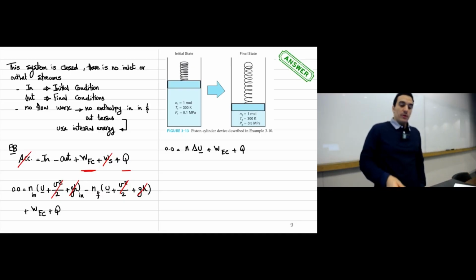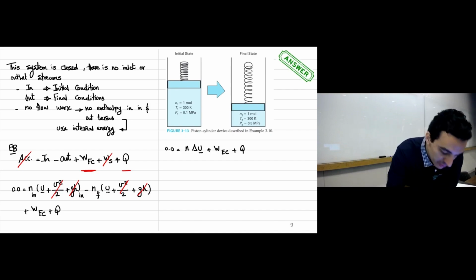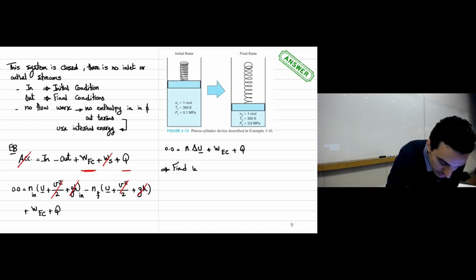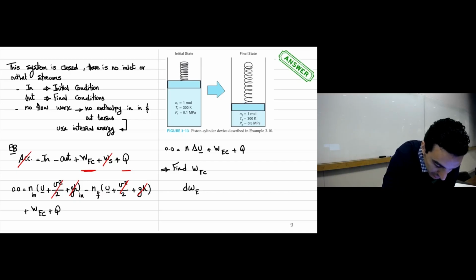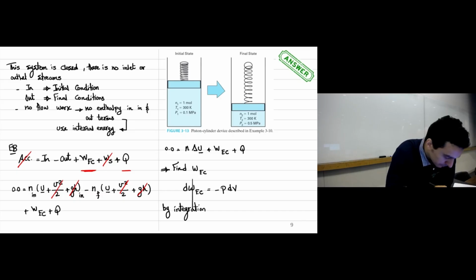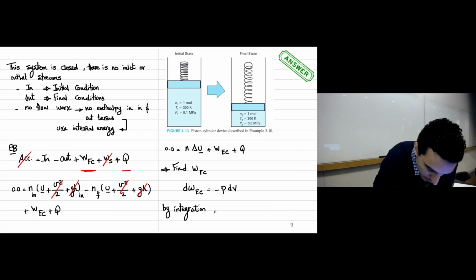Okay. So I need to find work of expansion contraction. Let's start with this one. This is the first requirement. I need to find work of expansion contraction. The same equation I have here: dWEC equals minus P dV. So by integration, W of expansion contraction equals the integration of minus P dV.